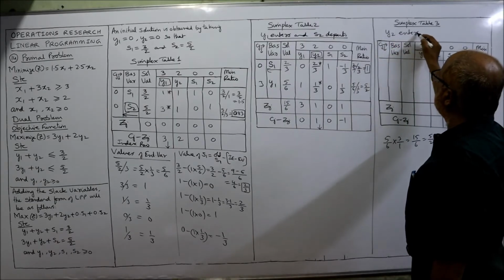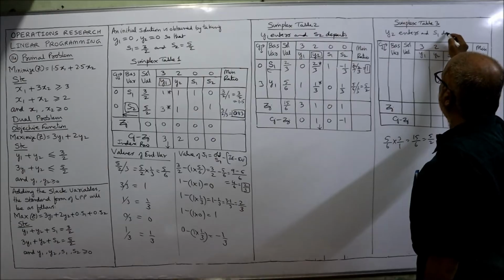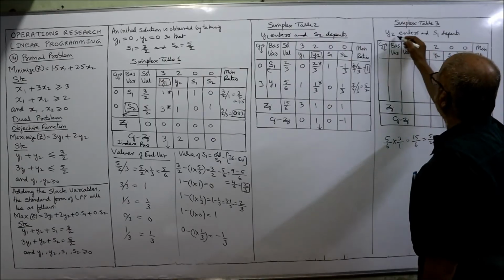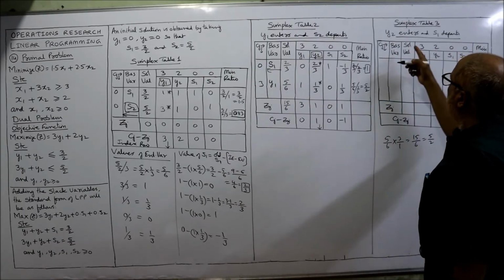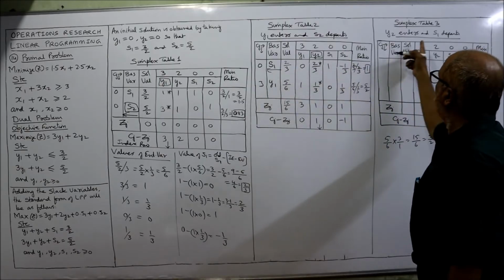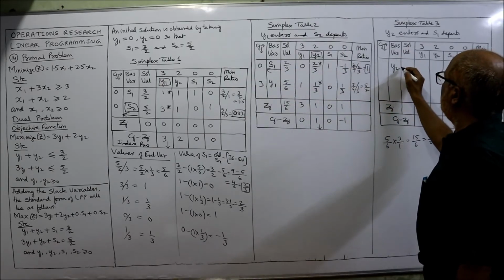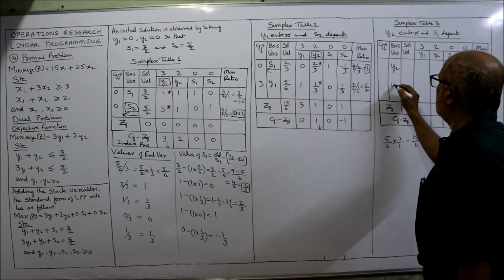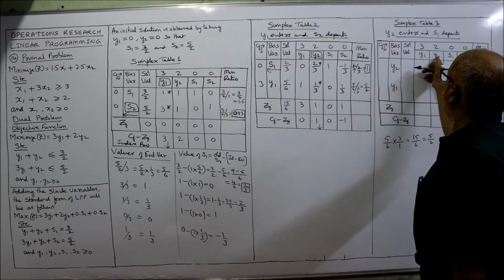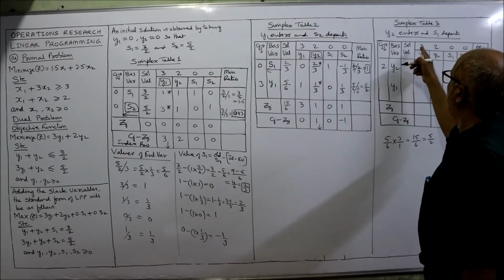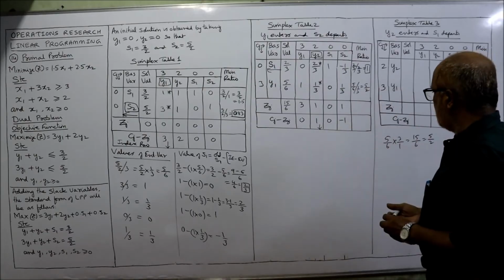In the next table, Y2 enters and S1 departs. In this table, Y2 enters, here S1 is departing. In place of S1, I am taking Y2 and this Y1 will remain the same. So Y2 coefficient is 2. Y1 coefficient is 3. That's all.